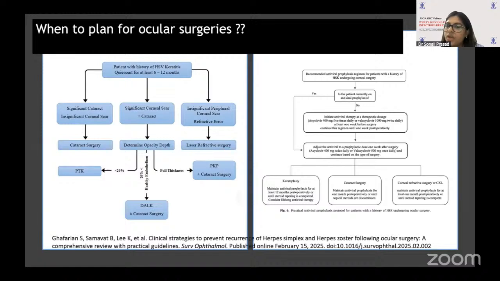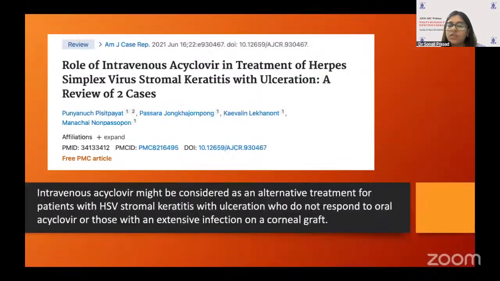the patient is already on a prophylactic dose, then the patient just needs to be given 400 mg BD twice post-surgery. If the patient is not on any prophylactic dose, then a therapeutic dose of 400 mg, 5 times a day, is to be given before and after the surgery.